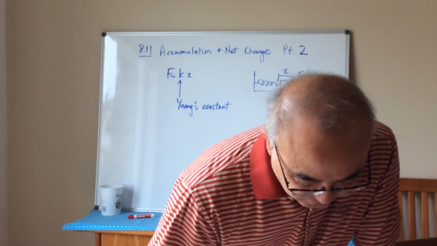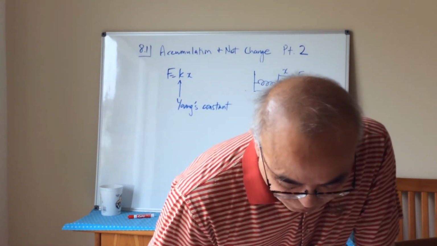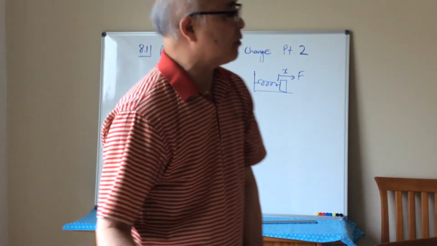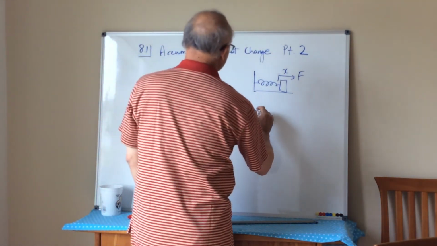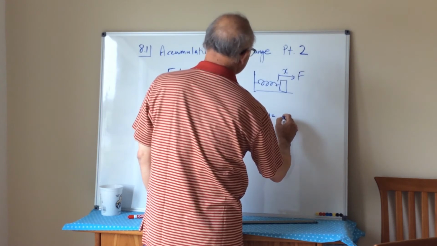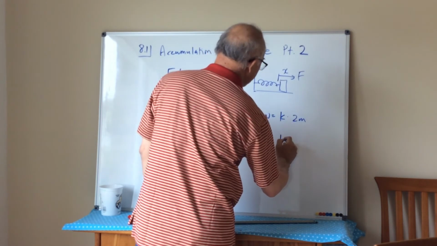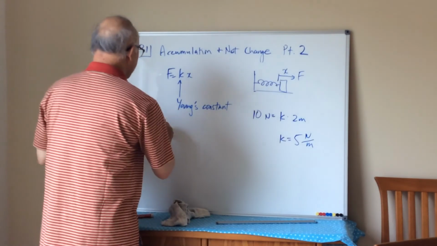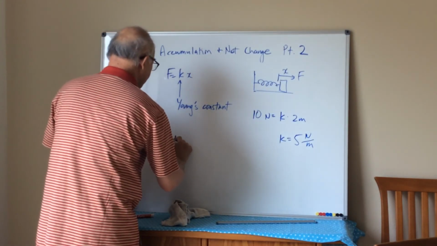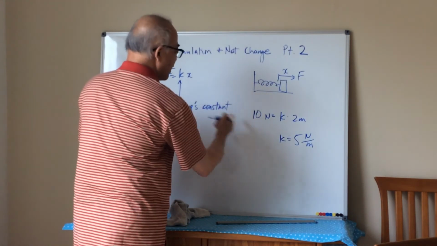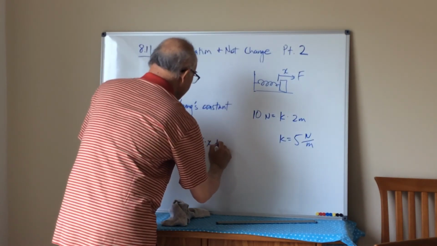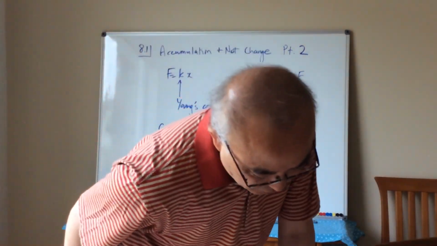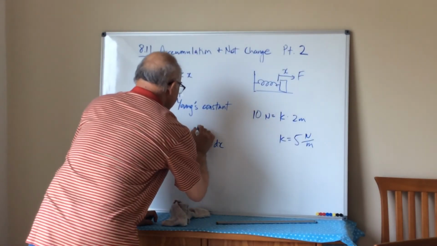So, in example number 9, it says it takes a force of 10 newtons to stretch a spring 2 meters beyond its natural length. How much work is done in stretching it from its natural length? So, in other words, it takes 10 newtons to stretch it out 2 meters. So, k is going to be equal to 5 newtons per meter. So to find the work, I have to do this. So it's going to be what? The integral of kx, which is 5x dx. And I'm stretching out from 0 to 4. Doing from 0 to 4, right? 0 to 4.